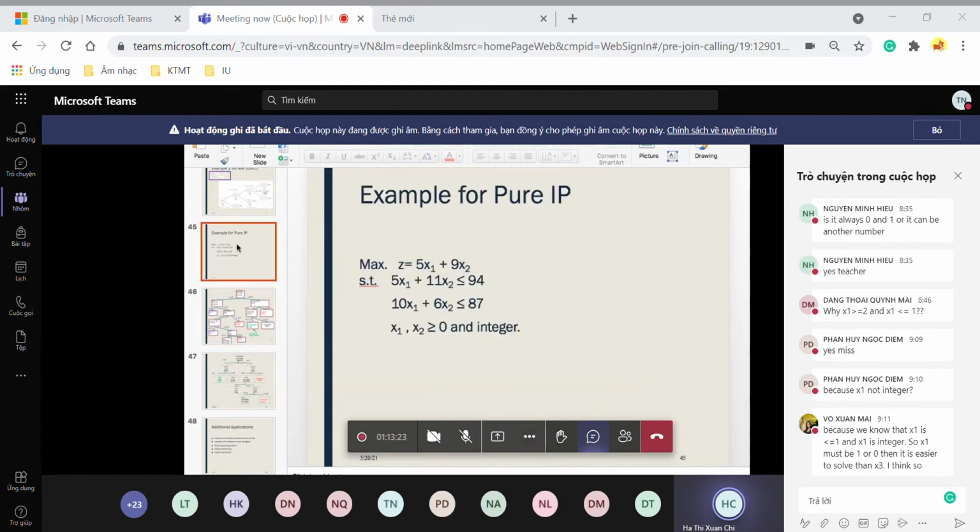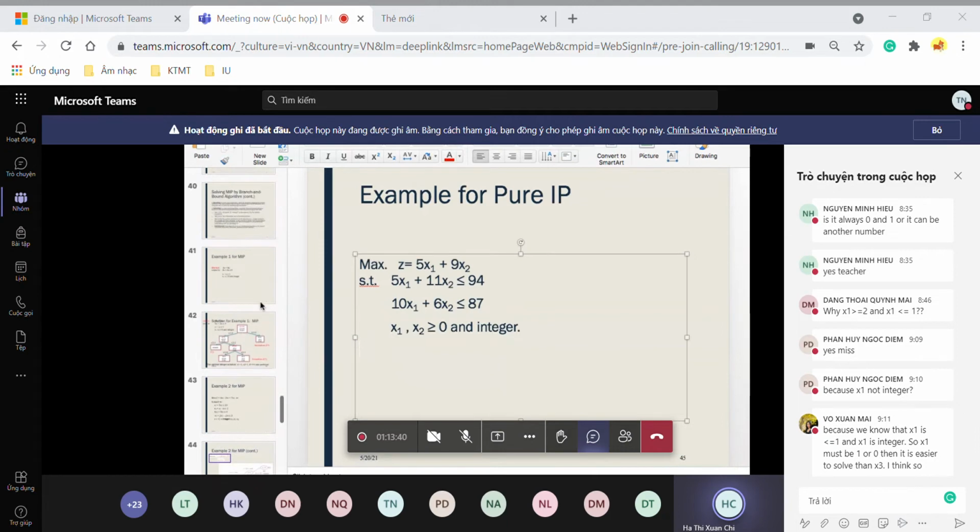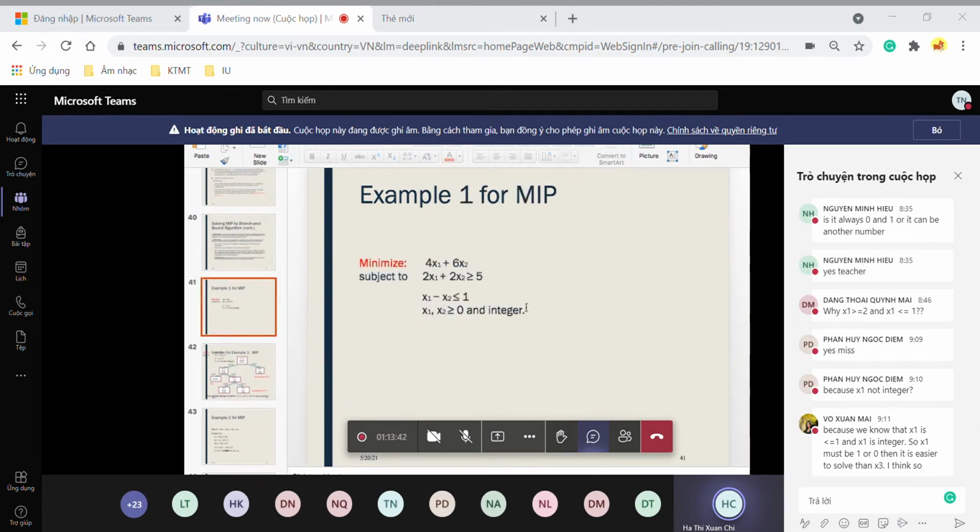So, okay, let me move on to another example. That is an example for pure integer. Here all the variables are integers, like in the previous example, like this example here, integer.